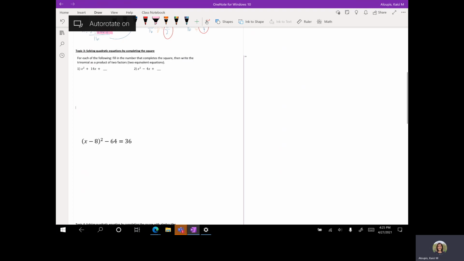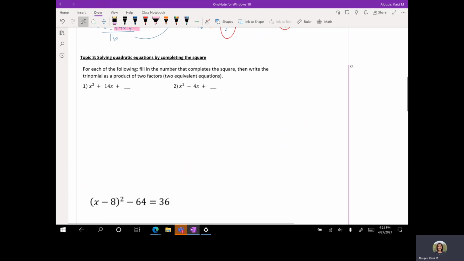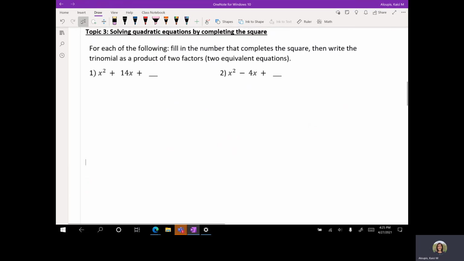Okay, back to it. Topic 3, solving quadratic equations by completing the square. For each of the following, fill in the number that completes the square, then write the trinomial as a product of two factors. So let's start with 1. The way to complete the square, and remember, this is the b right there.